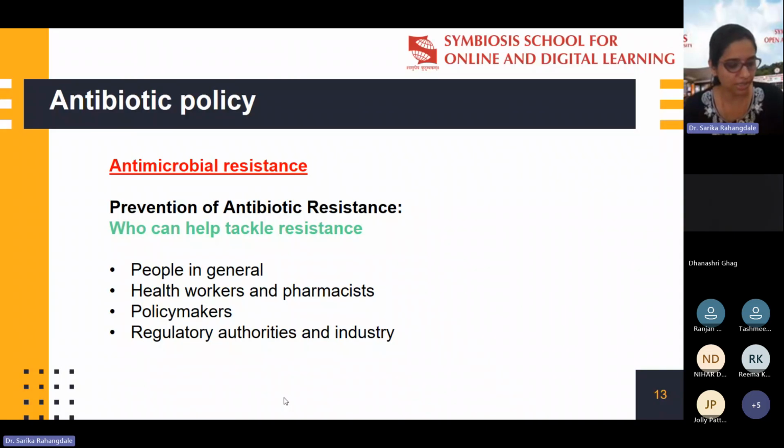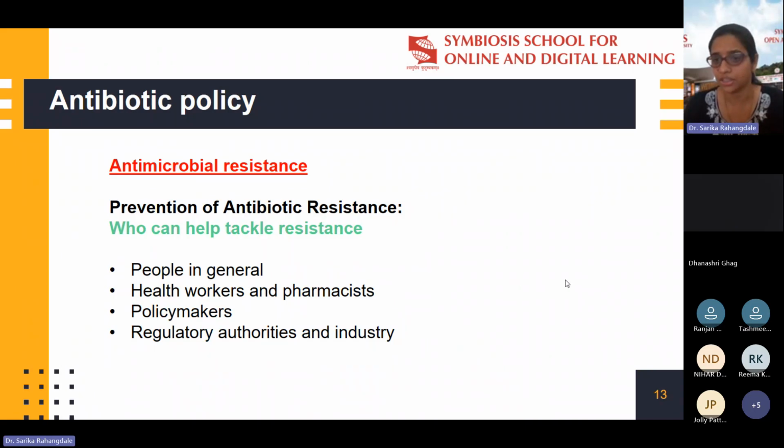And next is the antibiotic policy. As you are aware, antimicrobial resistance is more and more happening in developing and developed countries, and this is mainly because people are taking over-the-counter drugs and not completing that particular dose, and in between they are leaving the medicine and not completing their entire dose.